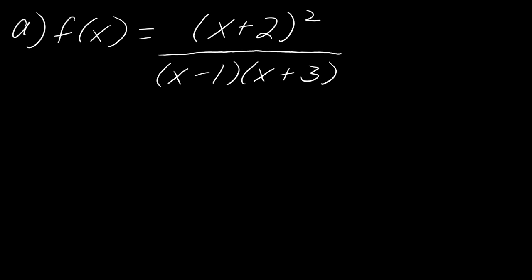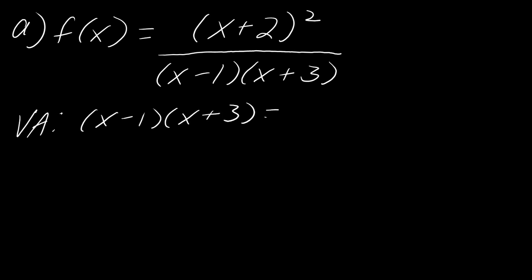To find the vertical asymptotes, the nice thing about how this function is written is that if I set the denominator equal to 0, it's actually already factored for me, so I can pretty easily see that my asymptotes are 1 and -3.